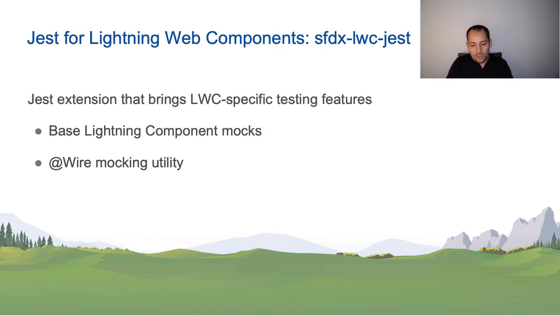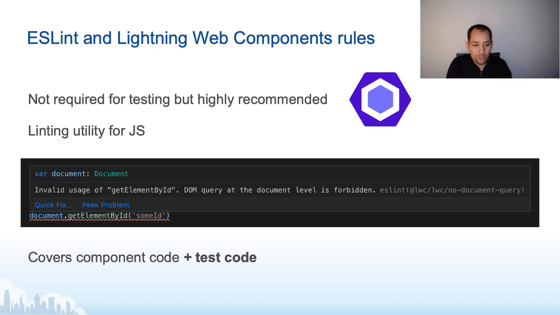If you're trying to test Apex, sometimes it can be a bit difficult to simulate exceptions or errors from limits, but with the wire mocking utility, it's very simple to return server errors. So this is really the two key things that this extension is doing, and it's how you can test Lightning Web Components. Now, there are other things which are optional, but they are actually highly recommended for testing.